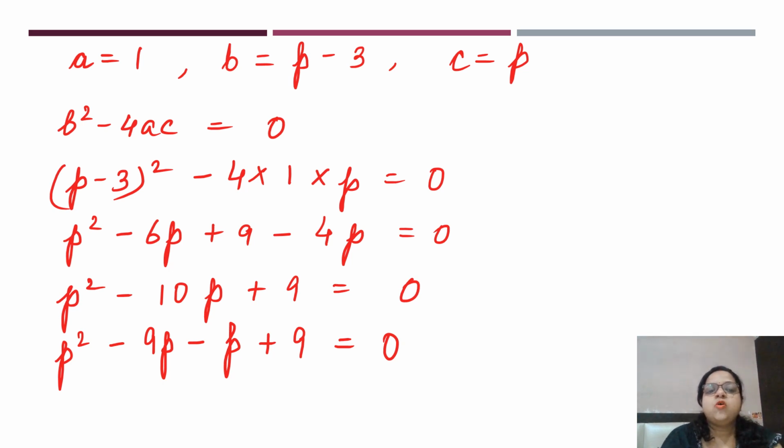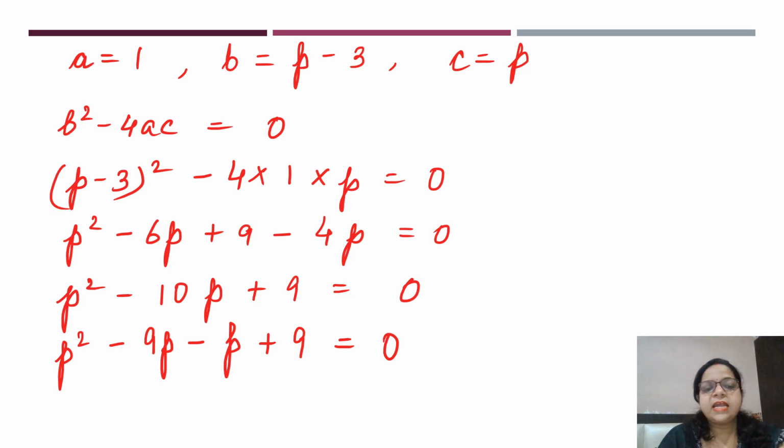Opening (p minus 3) the whole square, we use (a minus b) the whole square is equal to a square minus 2ab plus b square. That is p square minus 6p plus 9 minus 4p is equal to 0. Therefore, p square minus 10p plus 9 is equal to 0.